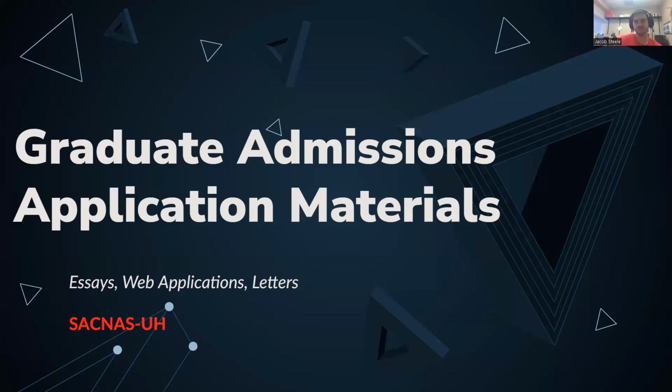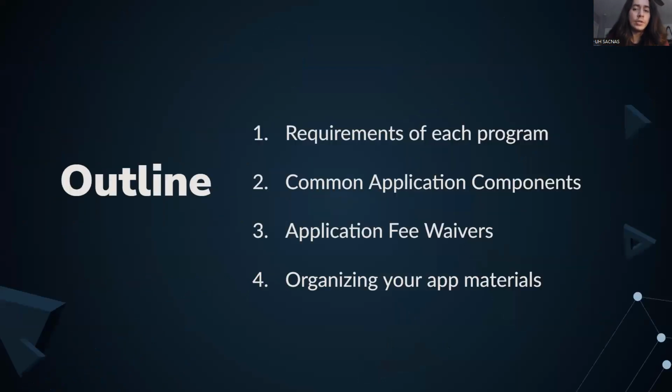Yep, you're good. Okay. So today we're going to be talking about the graduate admissions application materials. These are the typical components you're going to find within a graduate school application. So they're basically going to entail what requirements each program is going to ask of you. Some of the common ones that are found in most applications, though some applications might vary.